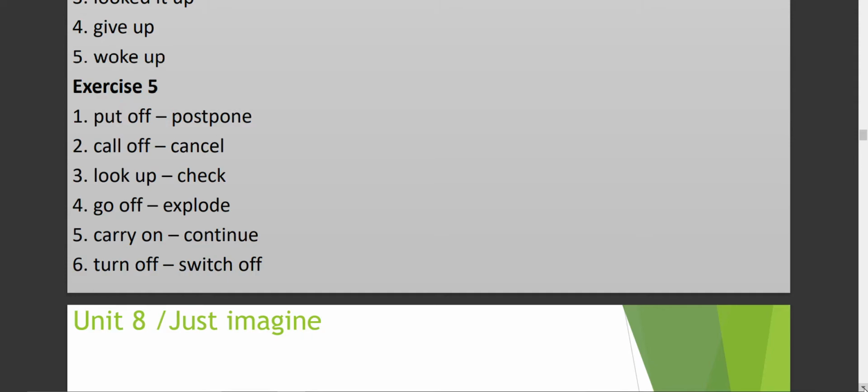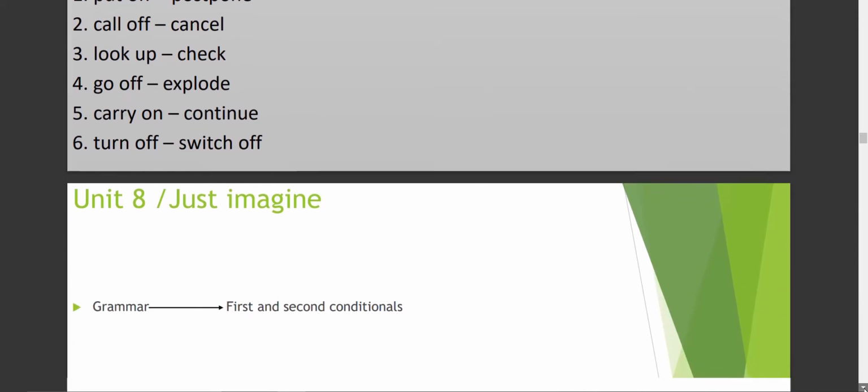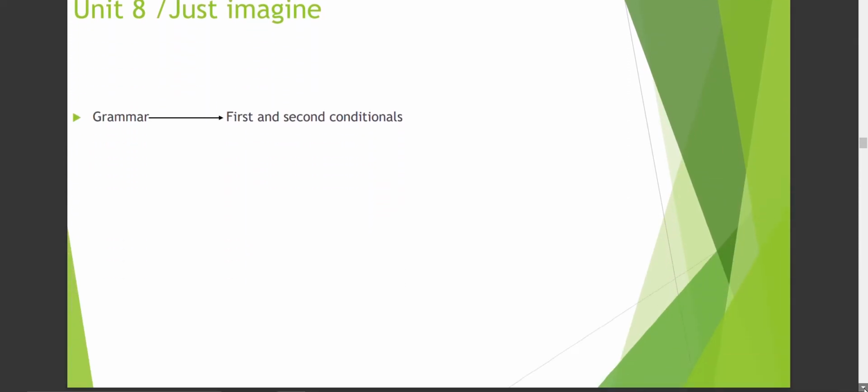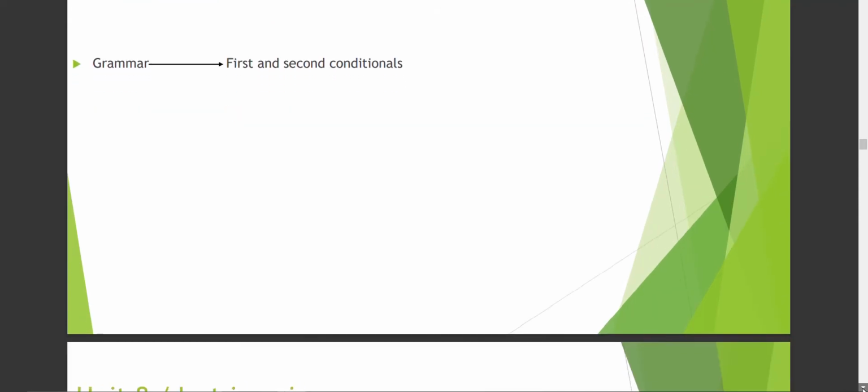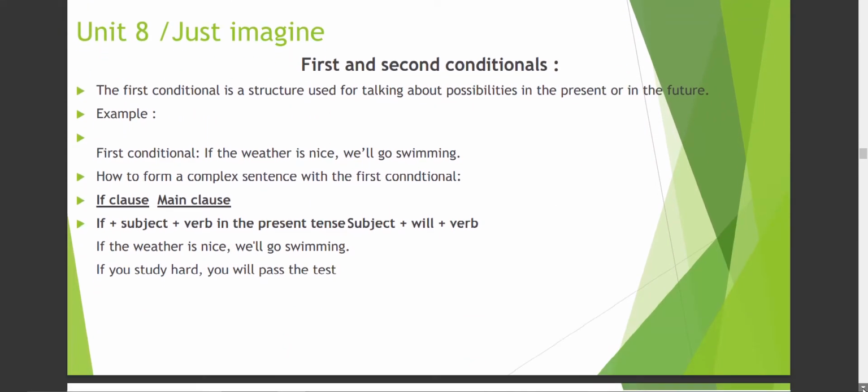Okay, now we have just finished unit 7. Now we move to unit 8. The title of unit 8 is Just Imagine, right? So we start with grammar, first and second conditional. أول الجملة الشرطية الأولى والجملة الشرطية الثانية. Right? So we have started here. First and second conditional. First we have to define what is meant by the first conditional sentence.